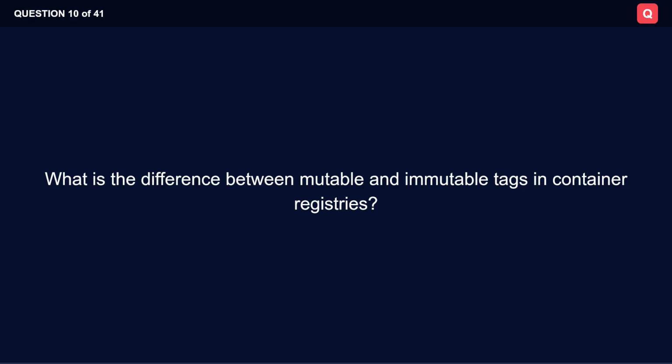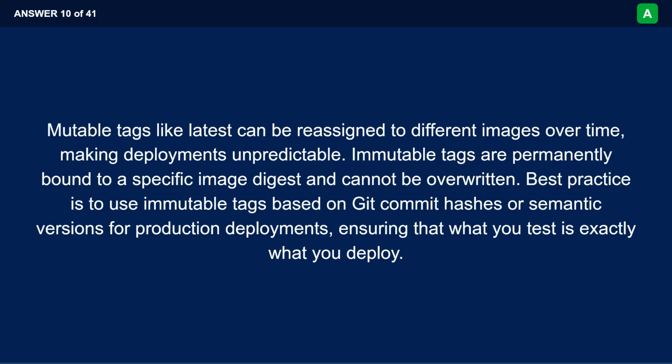What is the difference between mutable and immutable tags in container registries? Mutable tags like latest can be reassigned to different images over time, making deployments unpredictable. Immutable tags are permanently bound to a specific image digest and cannot be overwritten. Best practice is to use immutable tags based on Git commit hashes or semantic versions for production deployments, ensuring that what you test is exactly what you deploy.